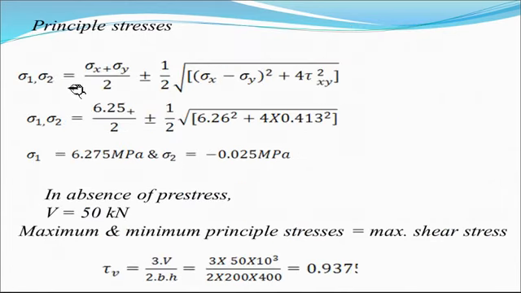So sigma 1, sigma 2 is equal to, again sigma y is 0, and sigma x is equal to sigma p, 6.25 divided by 2 plus or minus 1 by 2 under root of 6.25 whole square plus 4 into tau v, 0.41, whole square. Sigma 1 is equal to 6.275 MPa and sigma 2 is equal to minus 0.025 MPa. These are the principal stresses due to the pre-stressing force.